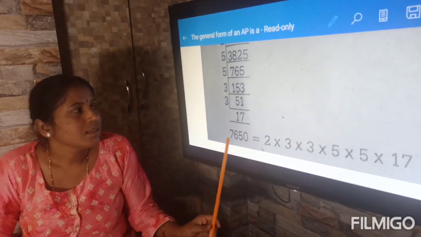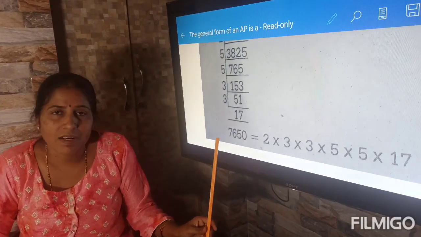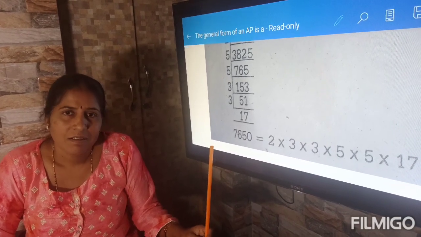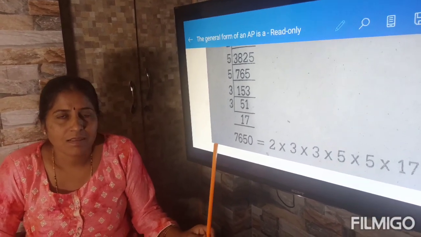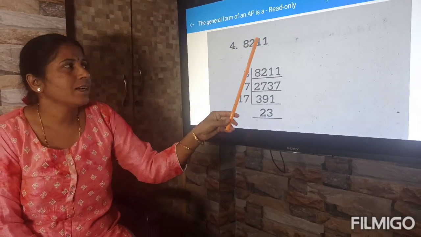Then they will ask this type of factorization, or to write in the form of prime factors. You have to do it. It is very easy. Practice it. Okay. Next, the given number is 8211.